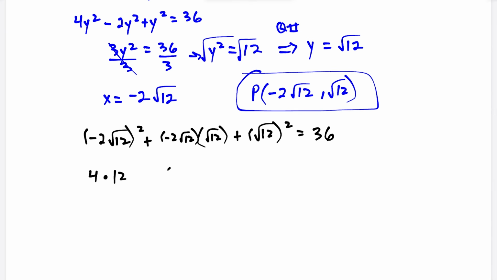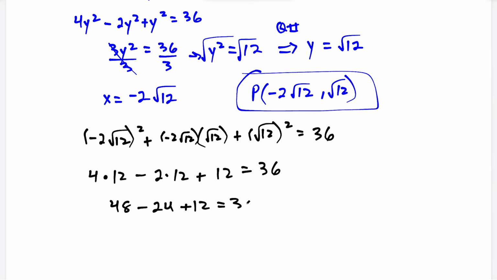So we have 4 times 12, and then we have a positive times a negative, so we're going to have minus, and we have 2 times radical 12 times radical 12, which is 12. And then we have plus radical 12 squared, which is 12. Once again, let's see if this is equal to 36. So now we get 48 minus 24 plus 12 is equal to 36. And then this gives us 24 plus 12, which gives us 36 equals 36. So our point checks out.